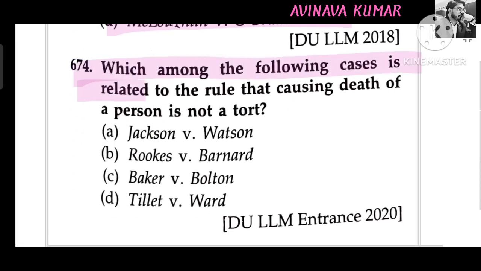Which among the following cases relates to the rule that the death of a person is not a tort? Baker versus Bolton.